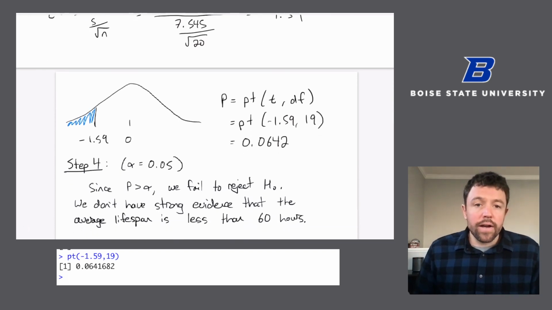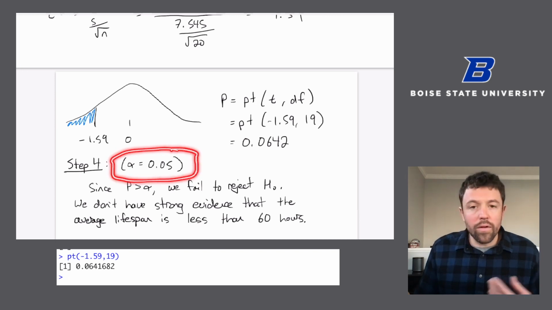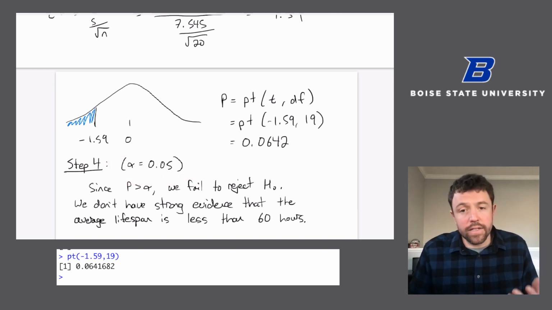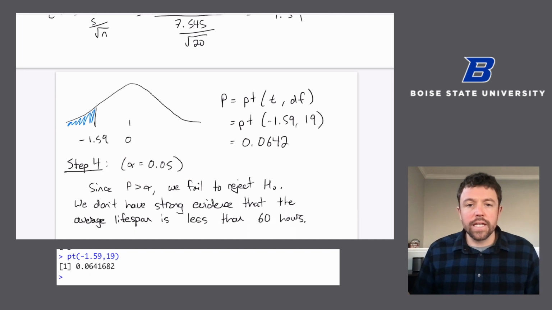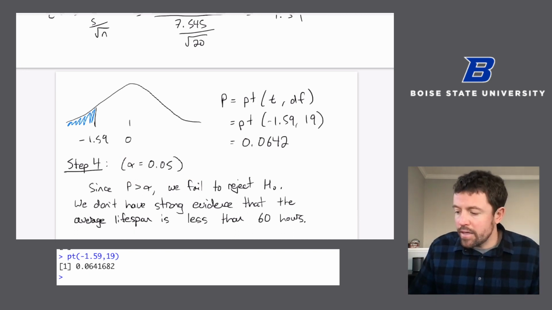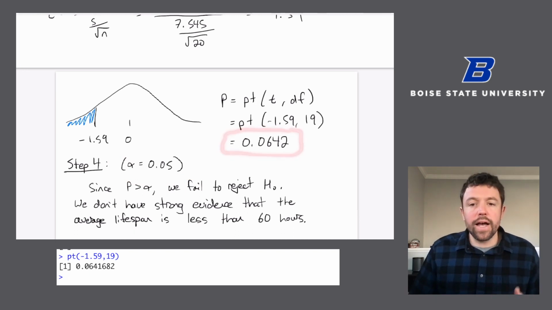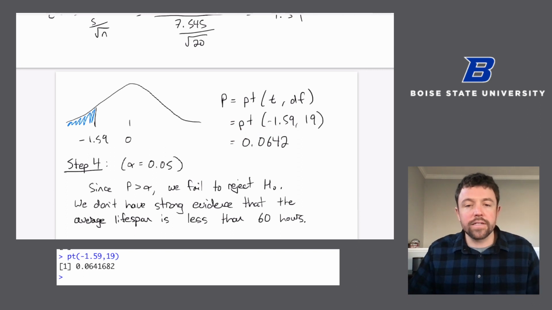Okay, finally, we're at our conclusion. We need a significance level. The whole idea of a hypothesis test and a significance level, its role is that we're trying to determine, is this p-value big or small? The p-value tells us if the null hypothesis is true, how likely would it be for this thing to happen?